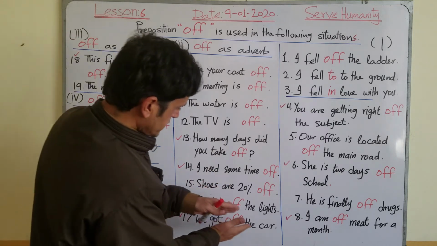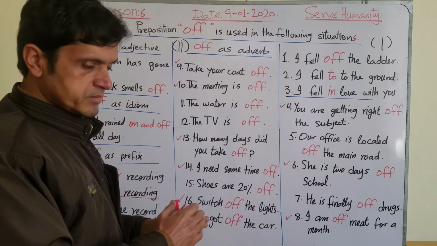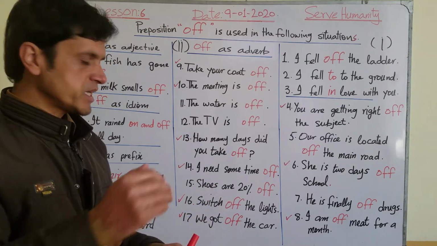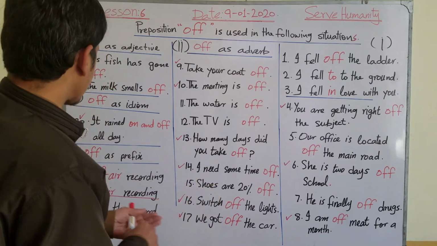We got off the car. Hum gaadi se utre. We got into the car. Hum gaadi mein sawar hue.